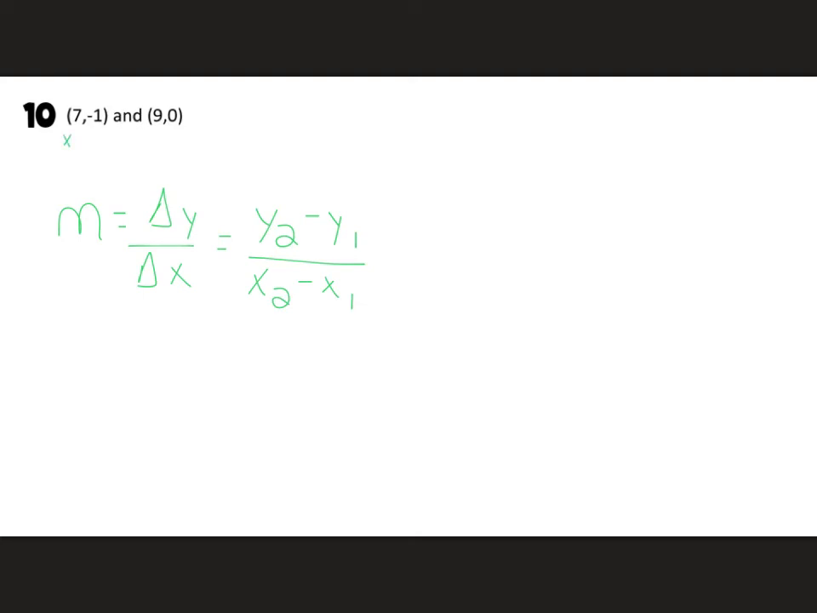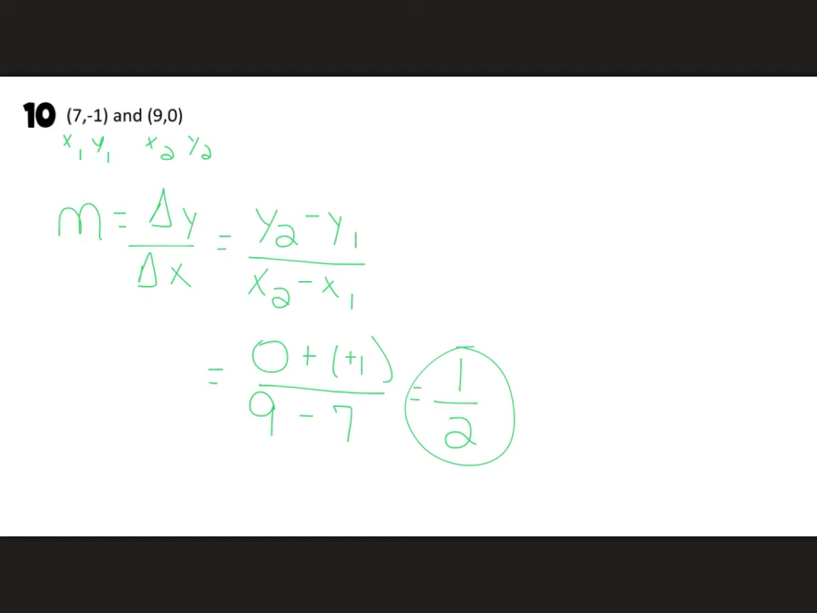So we're going to label our points x1, y1, and x2, y2. And we're going to plug those points in. So that'll give us y sub 2 is 0 minus y sub 1 is negative 1 over x sub 2 is 9 minus x sub 1 is 7. So now I have to take care of some subtraction stuff here. 0 minus a negative 1 becomes 0 plus 1, which is 1. 9 minus 7 is 2, and the slope of this line is 1/2.